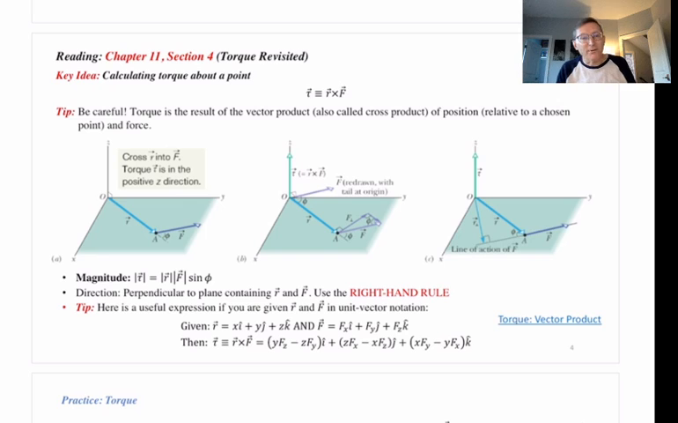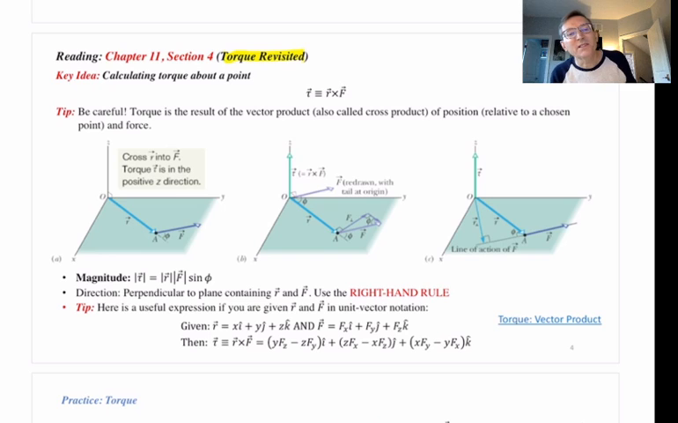We are now back in chapter 11, and we're studying section 4, which is going to come back to the topic of torque, which, as you recall, was introduced initially in the previous chapter, chapter 10. And the way we described it there was that torque was a measure of the tendency of a force to cause rotation of a body about a fixed axis of rotation, like a door along the line of its hinges, or a cylindrical pulley along the axle through its center, or a wheel along the axle through its center.